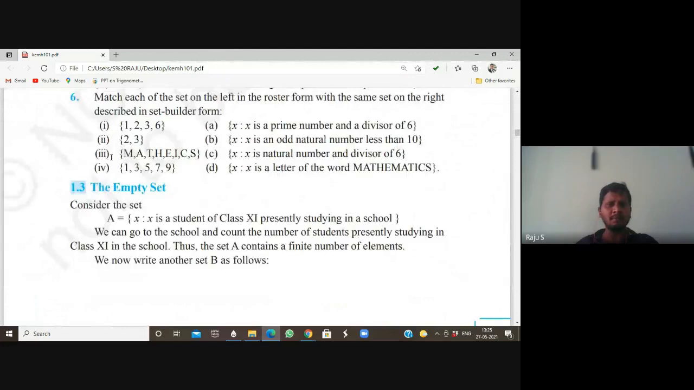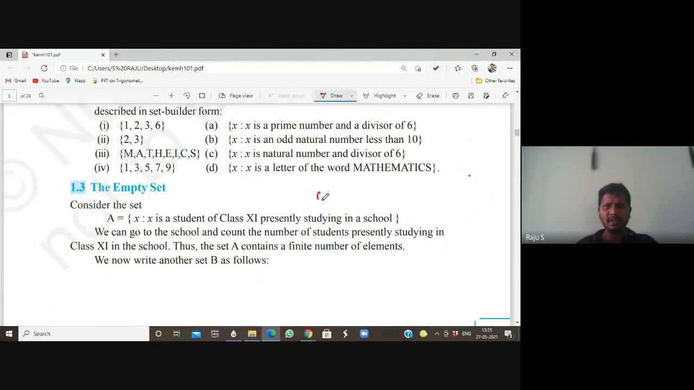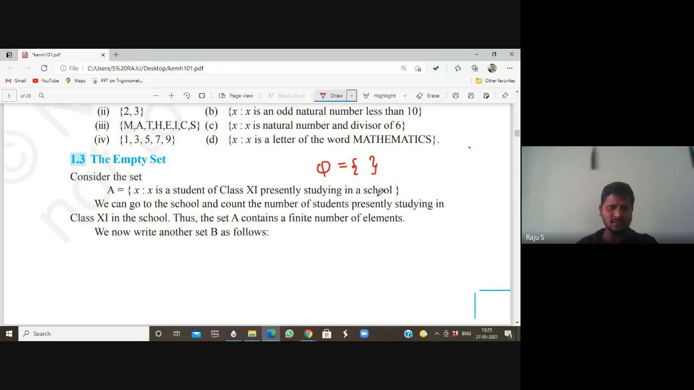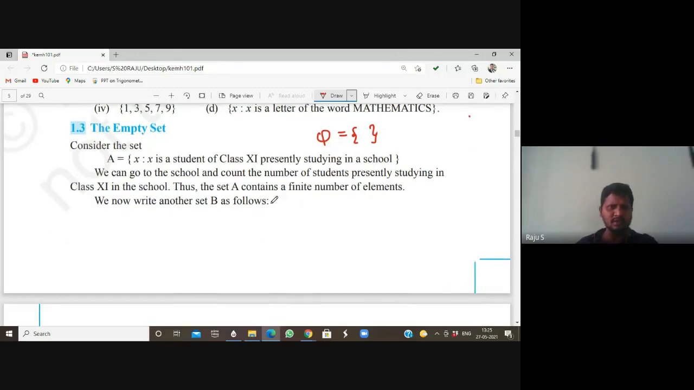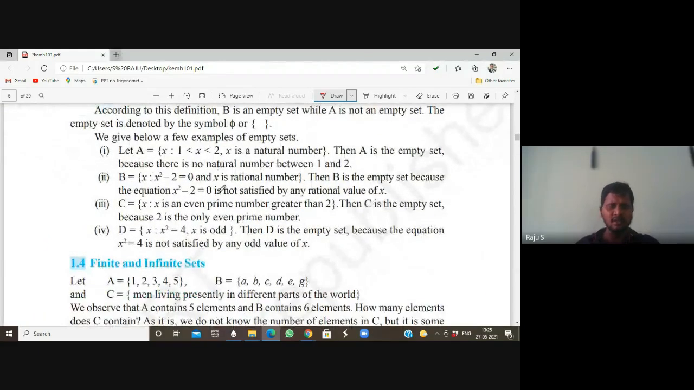So what is meant by an empty set? For example, the empty set can be denoted by phi, nothing but simply curly brackets. That's it. Don't write any elements. There is no element, zero elements, right? Okay, that is the empty set. Then finite and infinite will be there.